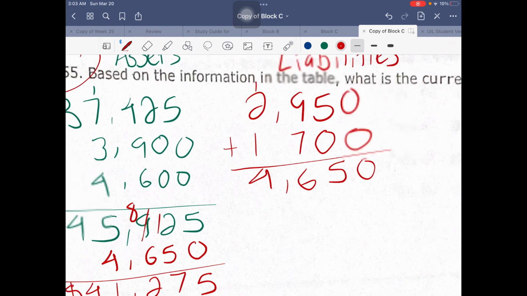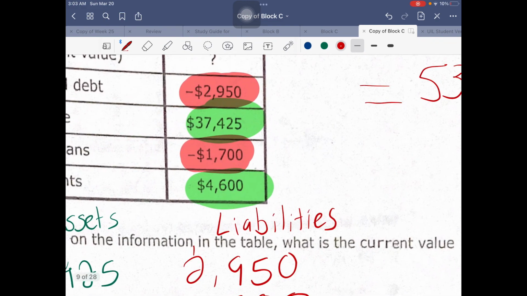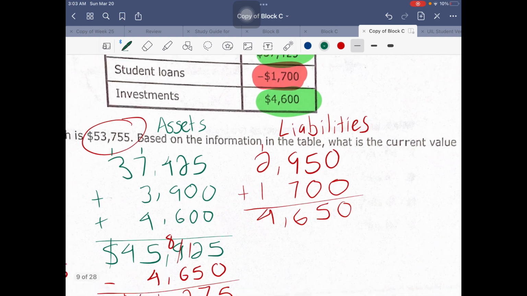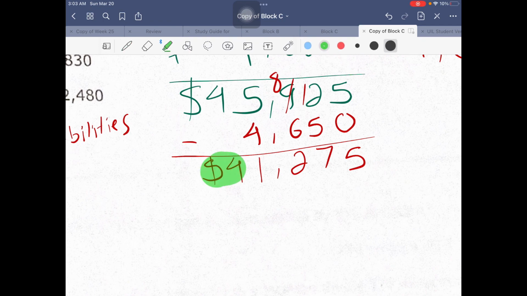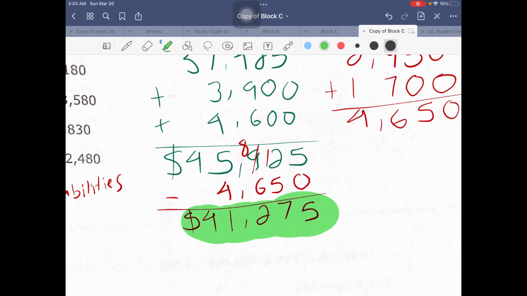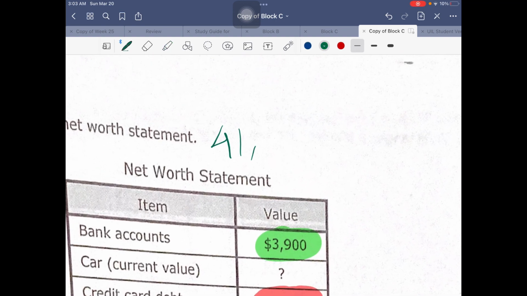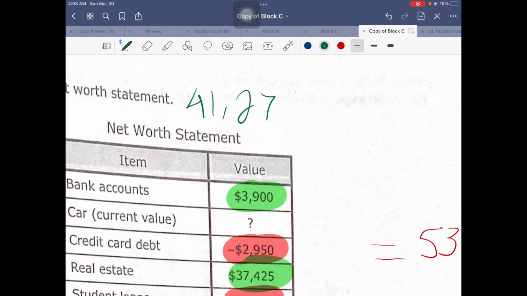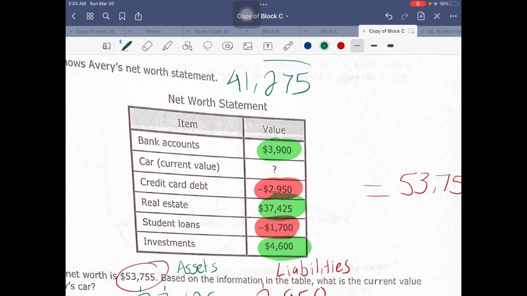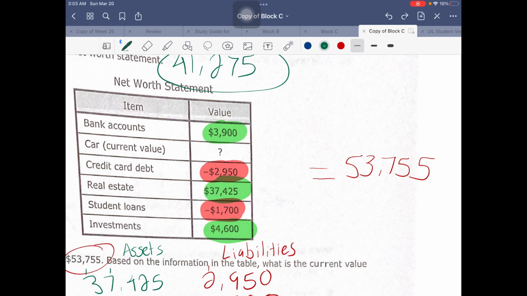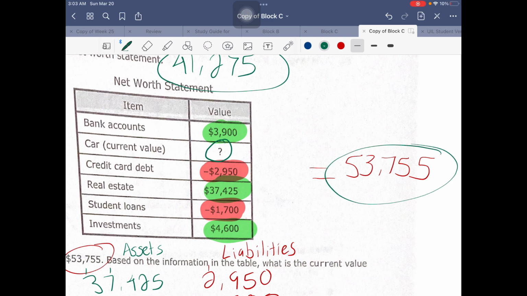Now, I have 41,275. 41,275. That's how much money. And you know what? I think I made a mistake here. Should have been green, so let me highlight it green. So I have 41,275. All right. Is this supposed to be my total? No, this is supposed to be my total. I'm missing my car value. This is supposed to be my total, but this is what I have without the car.